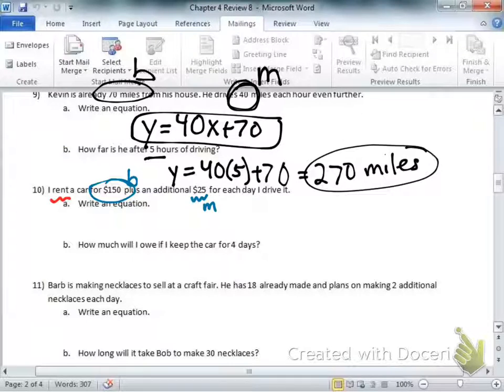Sometimes when you rent something, it's by the hour. Sometimes it's by the week. So whatever the unit is, just look for what the change is. How much is it going up each day or week or month or however long it takes? So once you know the M, that's the change, and the initial fee, that's the B, then you can write your equation. So y equals 25x plus 150.